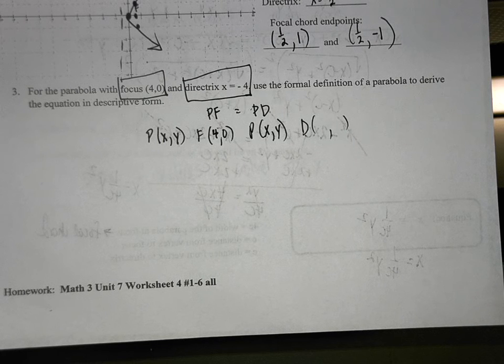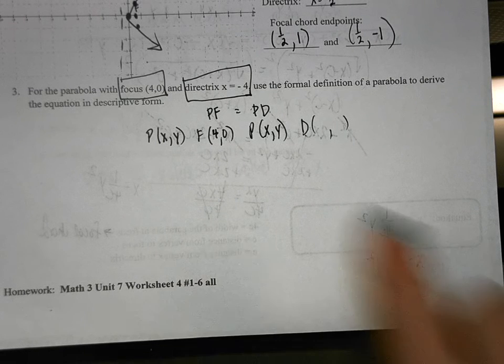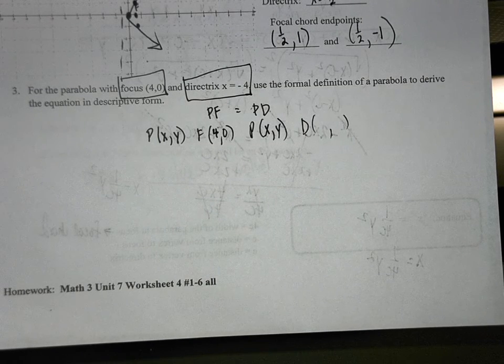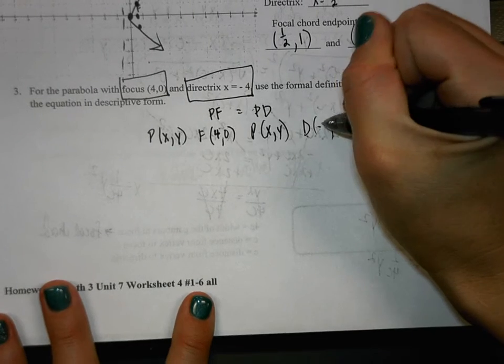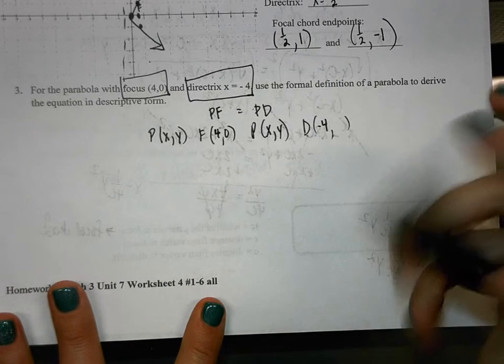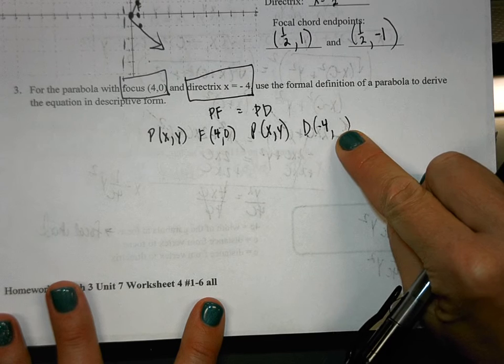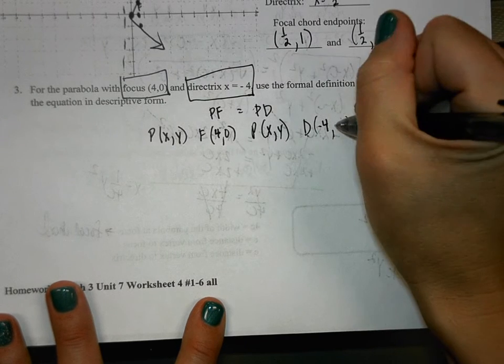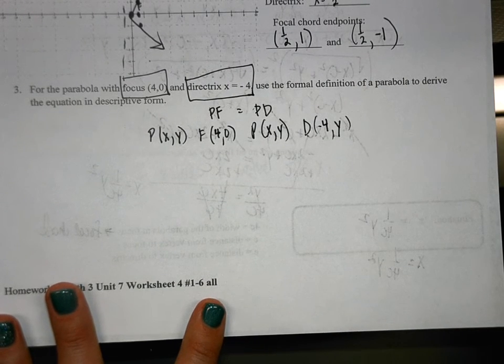So for me, I see that on the directrix it says x equals -4, so I know in the x spot it's going to be -4. And whichever point I don't have, I just write the letter. So in this case, I'm going to put what here? A y. Does that make it easy?